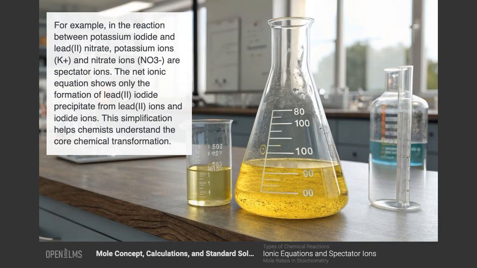For example, in the reaction between potassium iodide and lead-2 nitrate, potassium ions K+ and nitrate ions NO3- are spectator ions. The net ionic equation shows only the formation of lead-2 iodide precipitate from lead-2 ions and iodide ions. This simplification helps chemists understand the core chemical transformation.